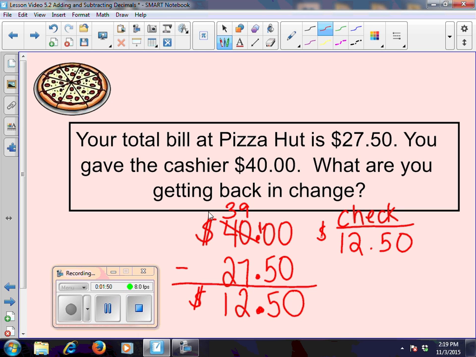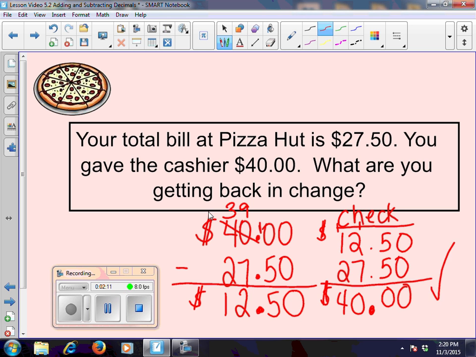You could add it to the total cost of the pizza, which is $27.50, and you should get your $40 that you handed the cashier. And if you don't, it means you made a mistake. So we have 0, 5 plus 5 is 10, 0, carry the 1, 7 plus 2 plus 1 is 10, and 2 plus 1 plus 1 is 4. So we have our $40. So we know we got it correct.